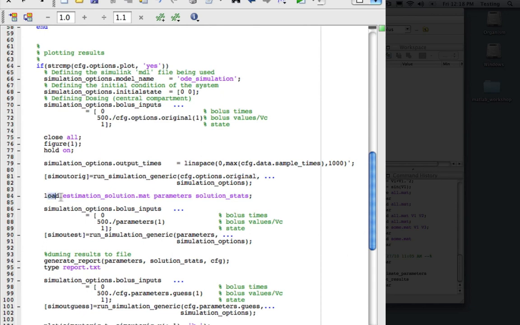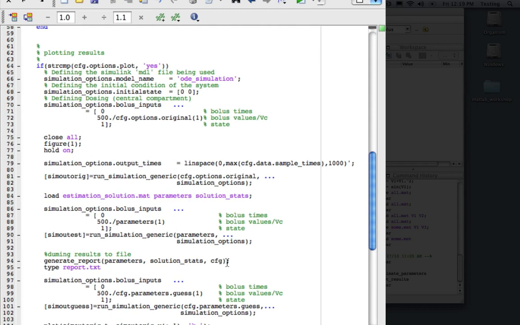And then I load from my solution. I load my solution parameters and my solution statistics. And then I go through and I redefine my bolus options, and then I run my simulation again, and this is going to be stored in SimOut_est. So this is my solution based on my parameter estimates. And so parameters here was actually loaded from the data file here. And I have my simulation options, which are the same as above.